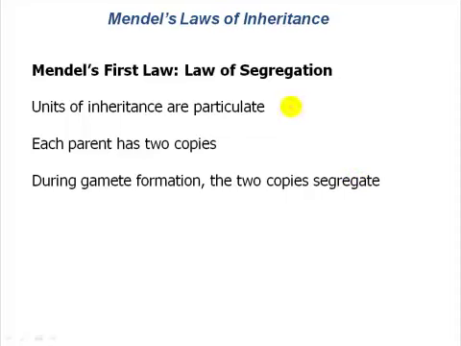So Mendel's first law states that the units of inheritance, whatever they are, are particulate. They're physical things that are passed down through the generations, right? They don't go anywhere. They don't blend. They're individual particulate structures that can be passed on from parent to child, parent to progeny. Furthermore, each parent has 2 copies of whatever that unit of inheritance is. And during gamete formation, the 2 copies that each parent has are going to segregate from one another.